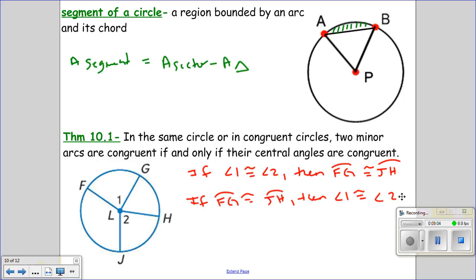That sounds like it should be pretty common sense, but this is just extra proof that it is written by law. But if the central angles are congruent, then the arcs are going to be congruent, and vice versa. If the arcs are congruent, then their central angles are congruent. And it can be on the same circle or it can be on congruent circles. It can work both ways.